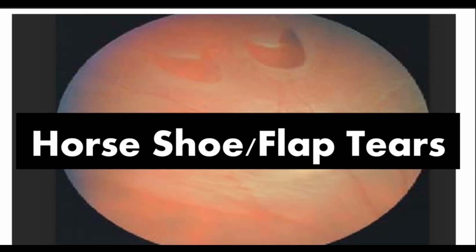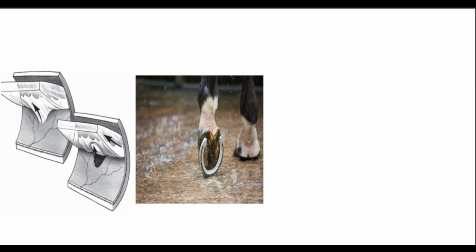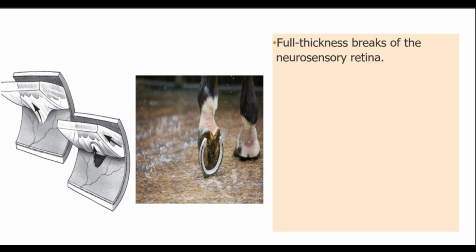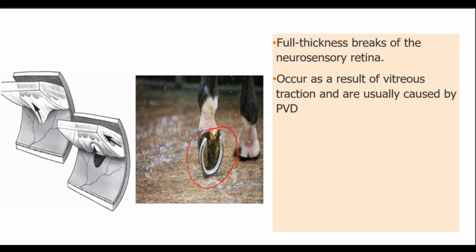Okay. The next tears that we are going to talk about are the horseshoe shaped tears, or the flap tears. The name horseshoe shaped tears has been given because of the shape of the retinal tear, which resembles a horseshoe. Here these are full thickness breaks in the neurosensory retina that result because of vitreous traction and are usually caused by posterior vitreous detachment.